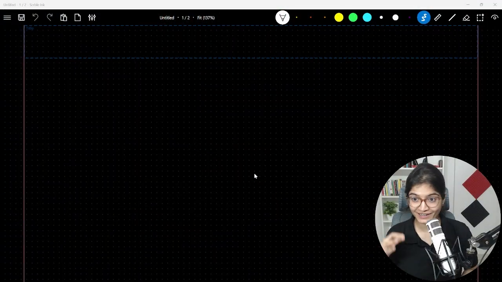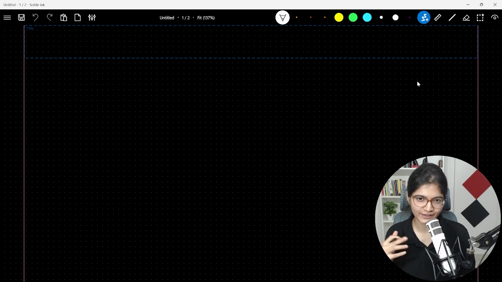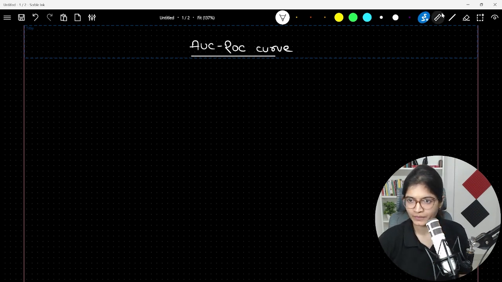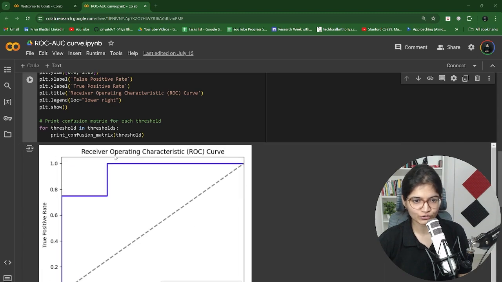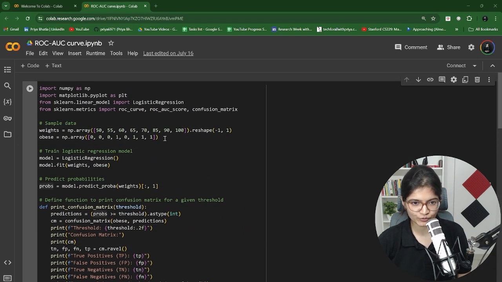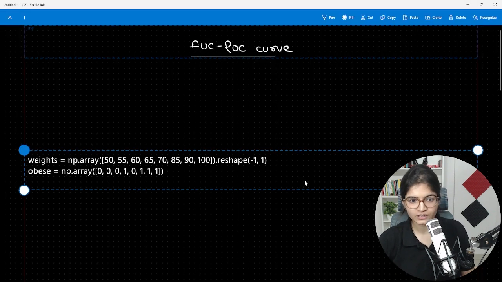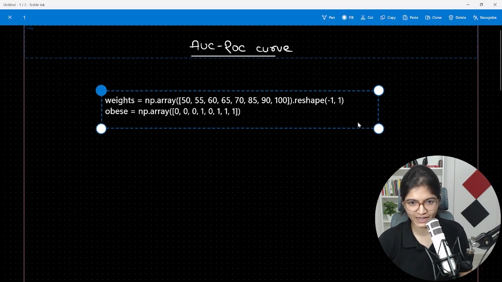So now let's deep dive into the AUC-ROC curve, and let's first understand what this curve is all about. We will see everything in detail with the help of one simple example. Okay? So let me write it down: AUC-ROC curve. Let's try to focus over here. I'll take a few values which I will also use in my code implementation. So these are, let's say, the data points that we have.